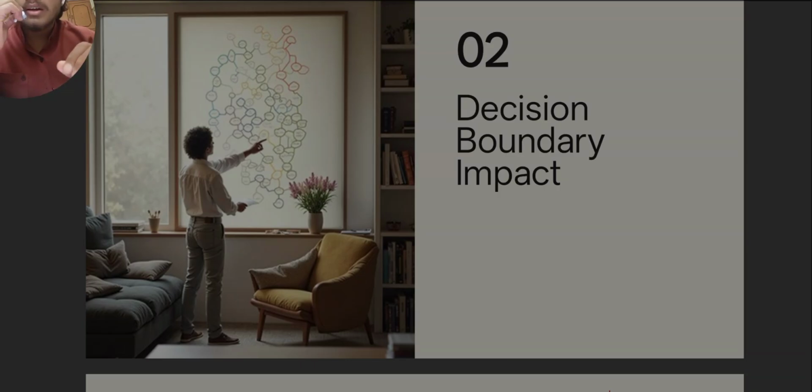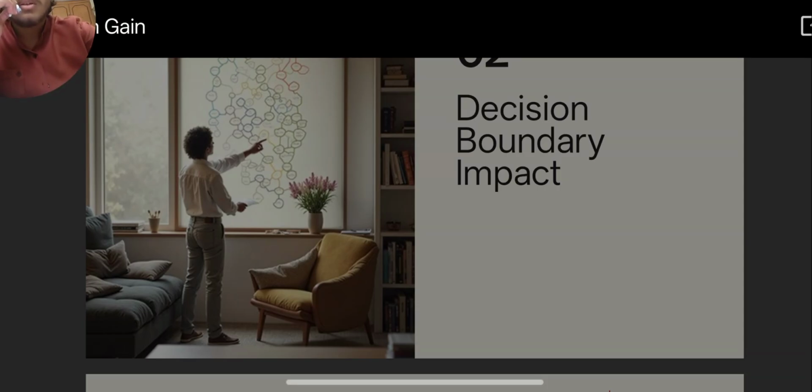Information gain directly controls how data is split. Splits define the shape and complexity of decision boundaries. Better feature selection leads to simpler and more accurate models.